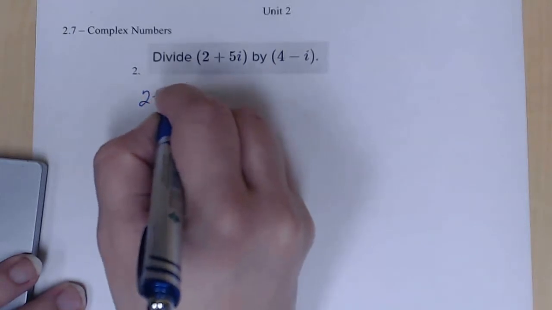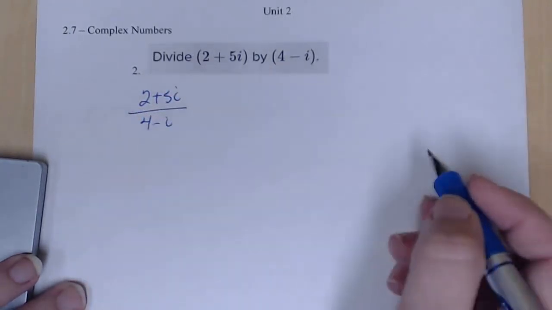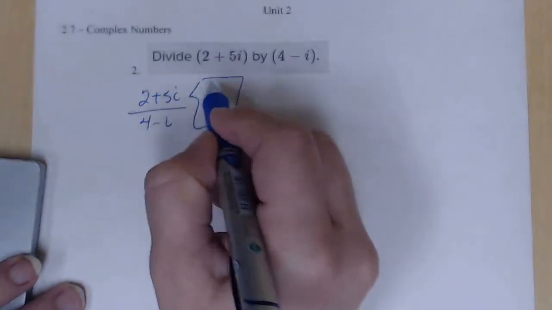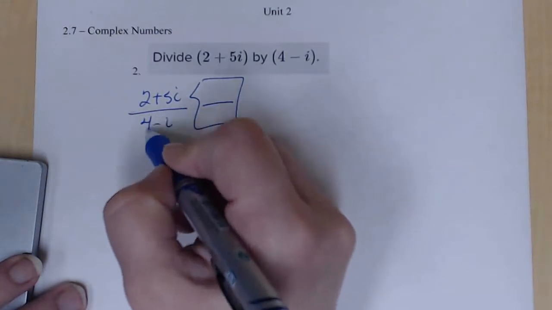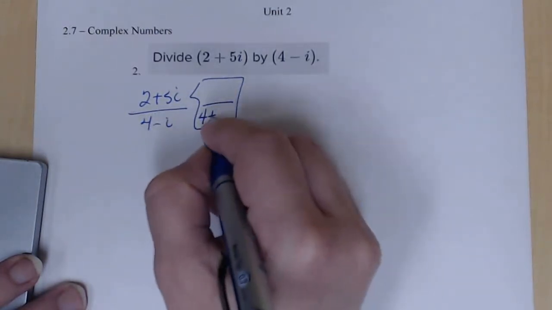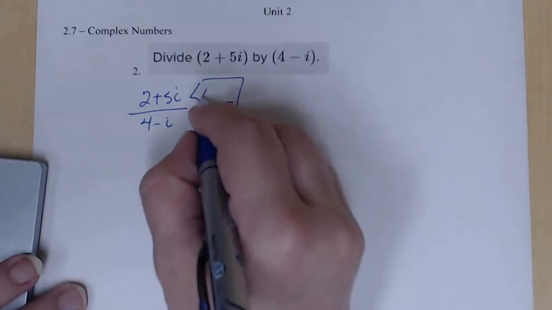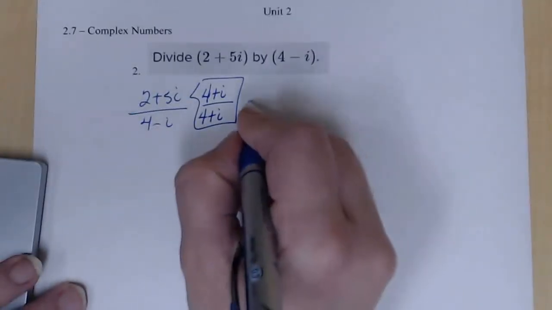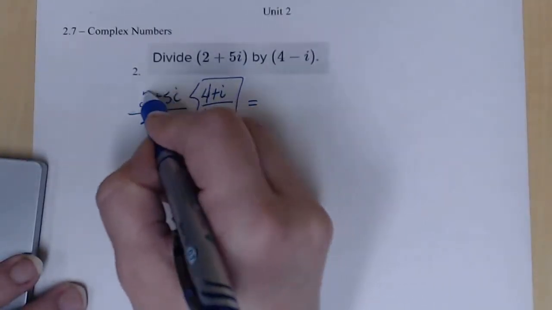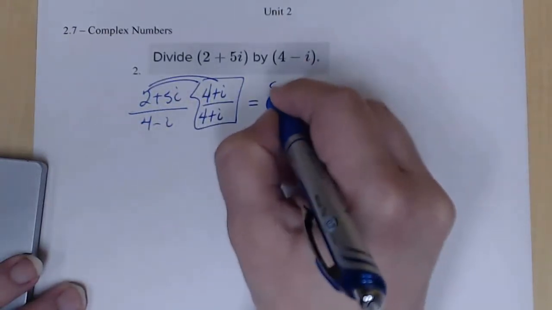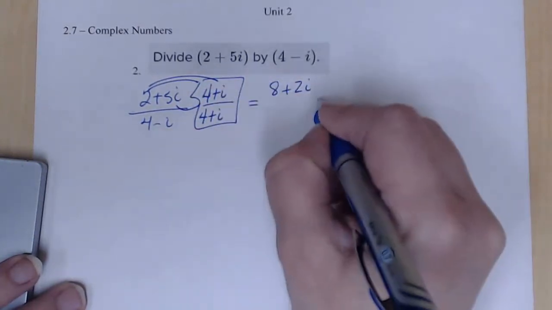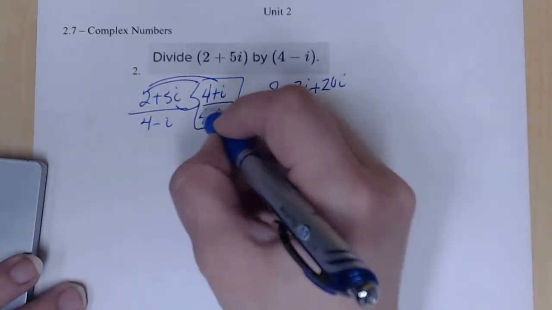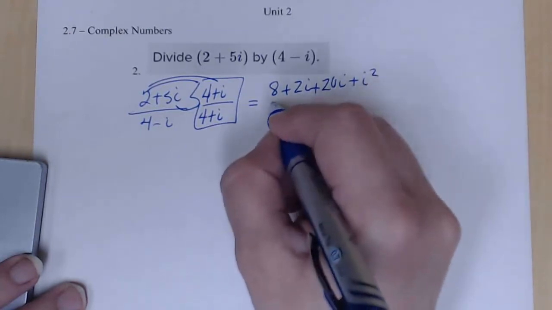Let's do a little bit harder one, and you'll have an example of both of these in your homework. So I want to divide 2 plus 5i by 4 minus i. So I'm going to multiply by a big old special 1. That special 1 is going to be the complex conjugate of the denominator, so that would be 4 plus i. If I do it on bottom, I also have to multiply it on top. So now I'm going to distribute this out. So 2 times 4 gives me 8. 2 times i gives me plus 2i. 5i times 4 gives me plus 20i. 5i times i gives me plus i squared.